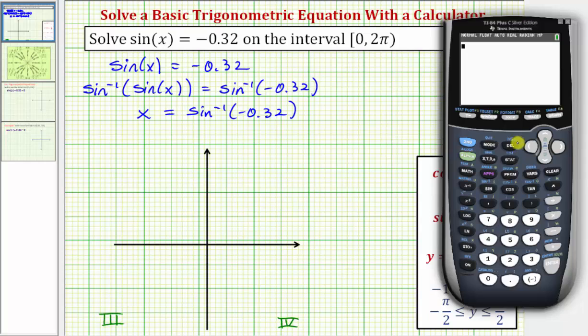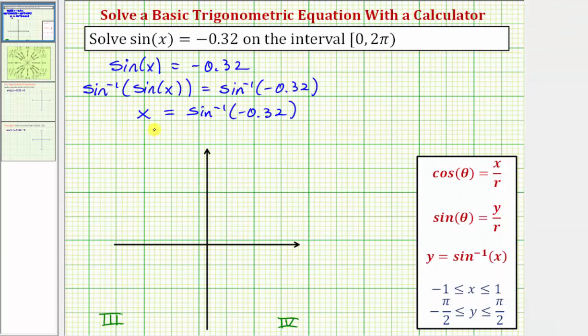The first step is to make sure that we are in radian mode, so we'll press the mode key. And notice how radian is highlighted on the third row. So we'll go back to the home screen. And now we're going to press second sine for inverse sine or arc sine of negative 0.32, close parenthesis, and enter. And notice how the calculator is giving us an angle of approximately negative 0.3257 radians. So let's go ahead and write that down. X is approximately negative 0.3257 radians.